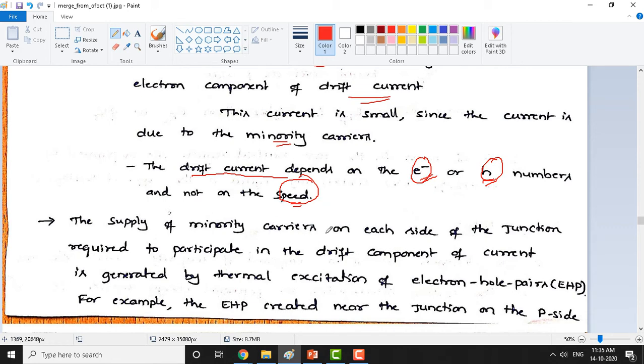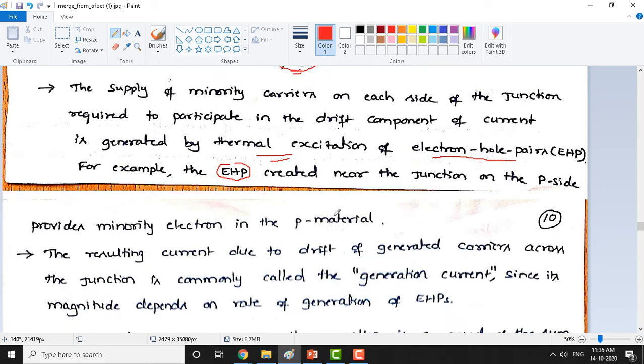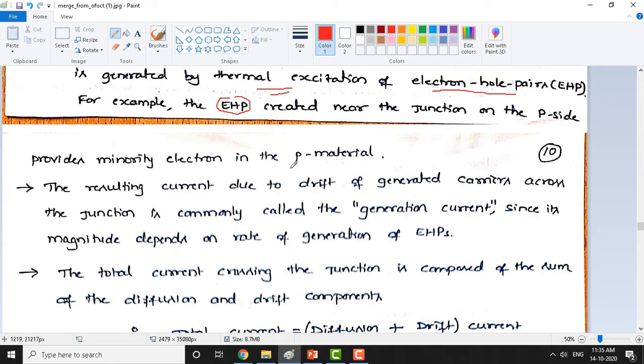The supply of minority carriers on each side of the junction required to participate in the drift component of the current is generated by thermal excitation of electron-hole pairs. The minority carriers are generated by this thermal excitation, a process of generation of electron-hole pairs due to thermal excitation. So these electron-hole pairs drift: the hole from the n side to the p side, and the electron from the p side to the n side. Okay, that provides minority electrons in the p material.